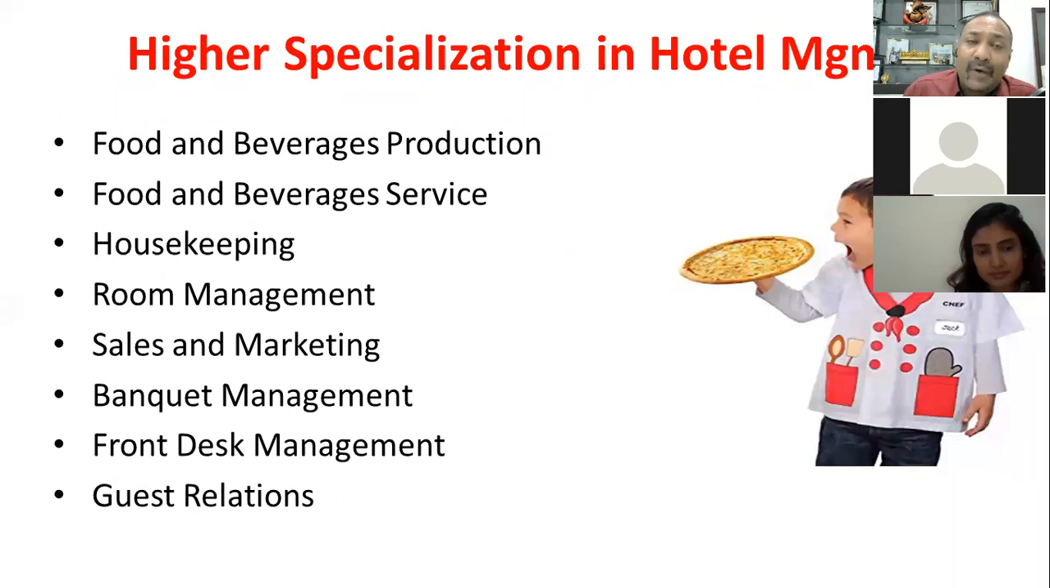In hotel management, one could specialize in food and beverage production, which we call as kitchen operations, where you become a chef. You could go for food and beverages service, which is known as restaurant management. You could go for housekeeping, which is also known as room management, or you could go for sales and marketing, banquet management, front desk management, public relations, guest relations, and so on.